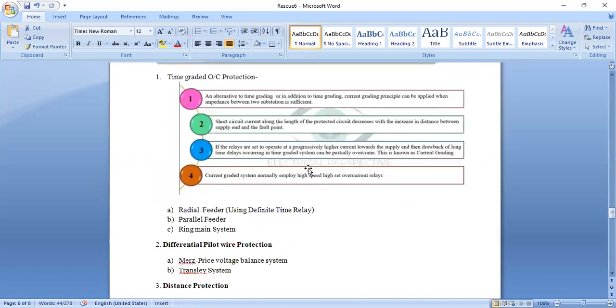Yes. So the time graded overcurrent protection. Then the second one is the differential pilot wire protection, and the third one is the distance protection. So these three types of protection we can require for the transmission line.